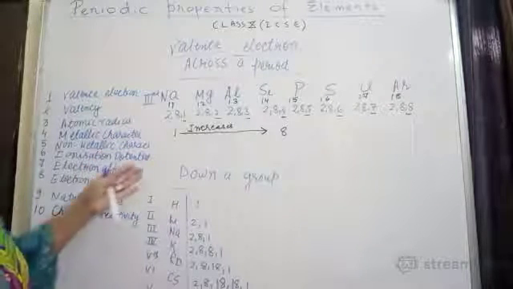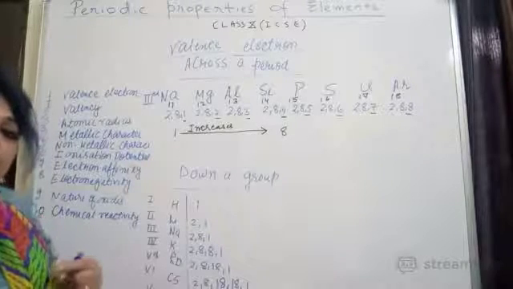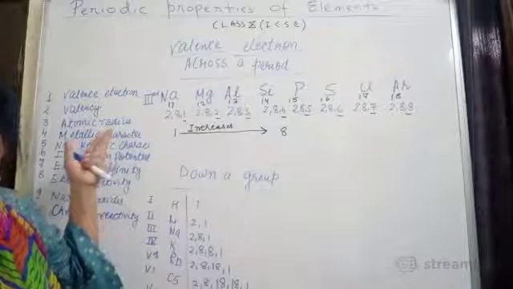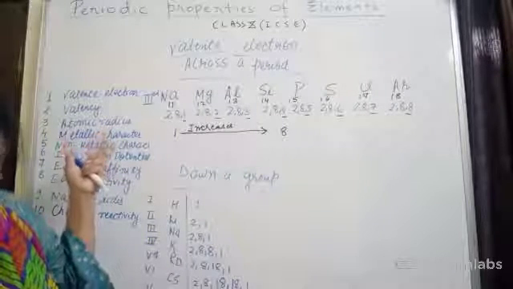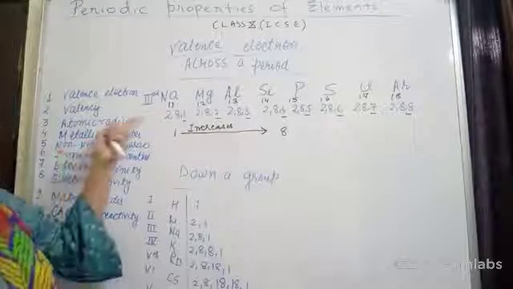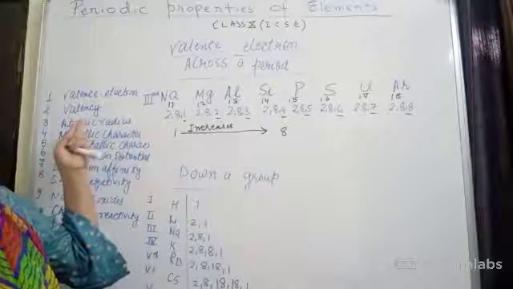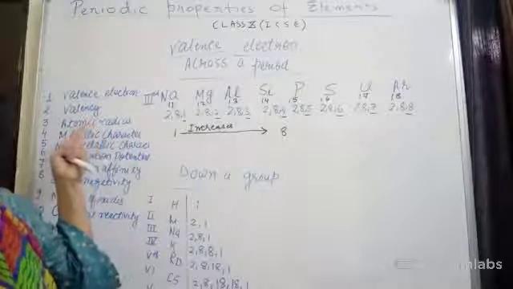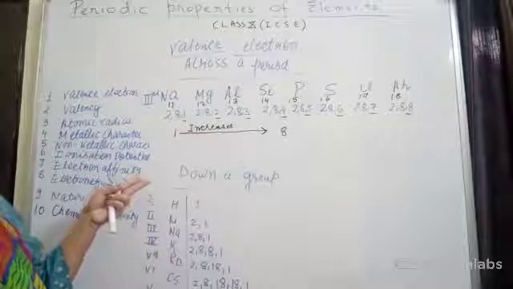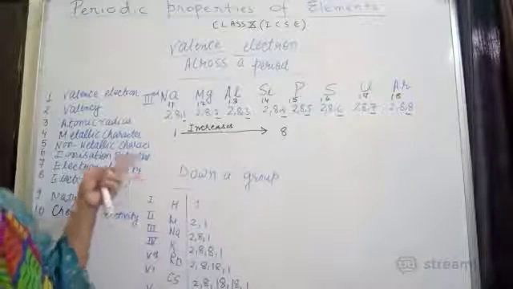But when I ask you what will happen down a group, in the last class we discussed how to decide: the period number is equal to the number of shells occupied by the atoms of the element. In this case they have 3 shells, so they belong to the third period of the modern periodic table. In this case, how do we decide the group number? The group number depends upon how many valence electrons are there.